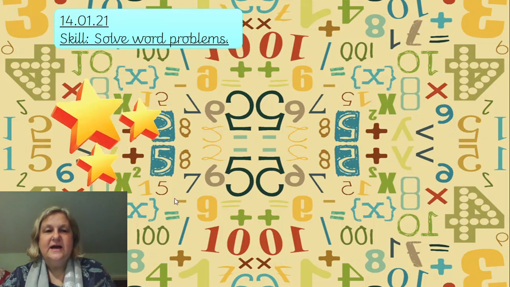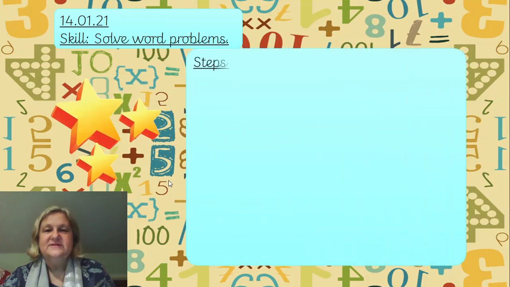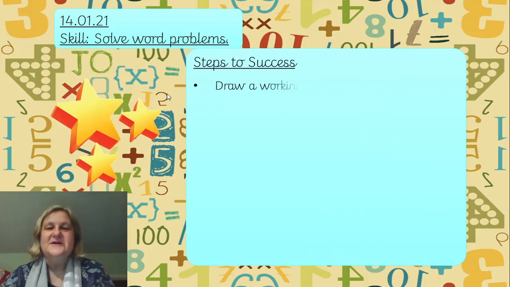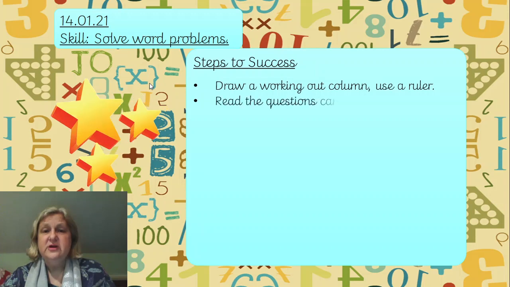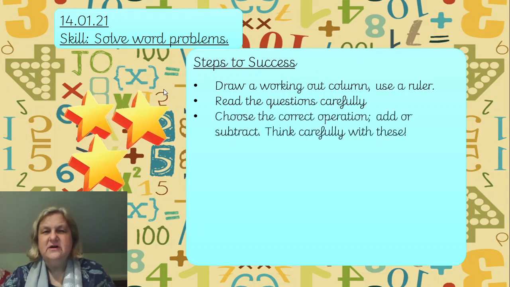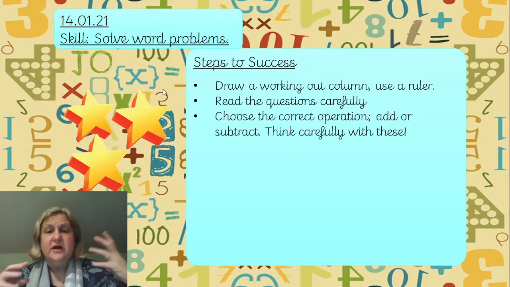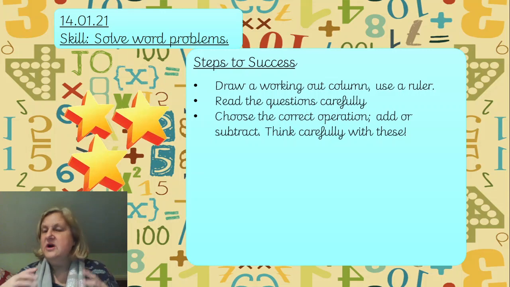So today we've got our superstar steps to success going on here now. I've already said draw your working out column, use the ruler. Read those questions carefully. I always read them twice because I really struggled with these when I was growing up. I really found them tricky. Now I read them twice and somehow it goes in better. Choose that correct operation or that calculation.